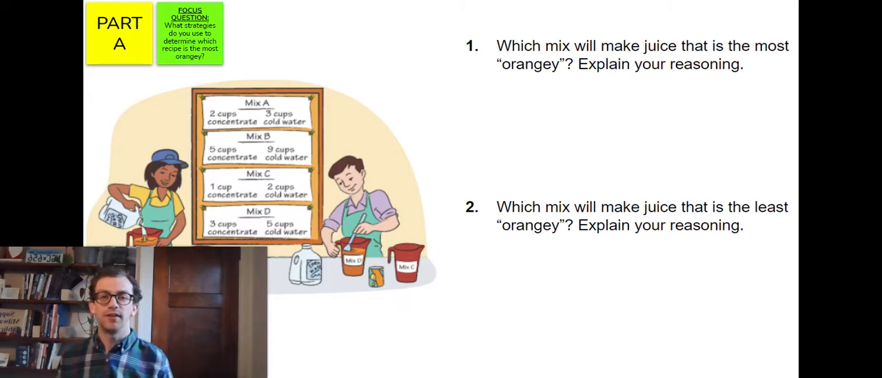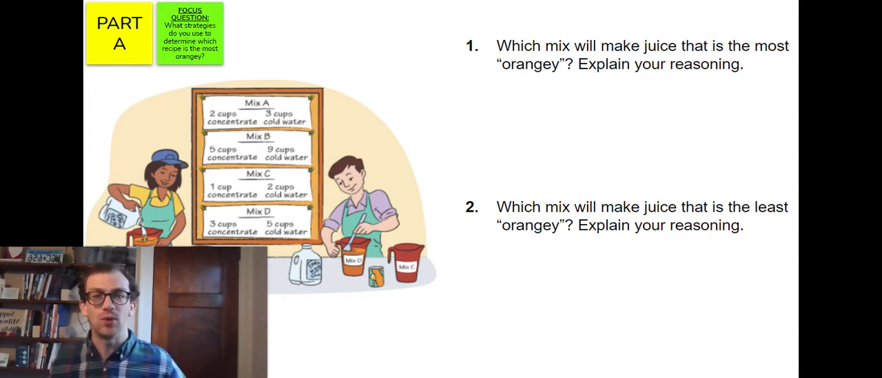Now that you've spent some time working on it on your own, hopefully, I want to talk through a couple different things that I hear from students all the time. The most common answer I hear people say right off the bat is mix B. Mix B has got to be the most orangiest because it has the most concentrate, 5 cups of concentrate. That makes sense, right? More concentrate equals more flavor. Until you pay attention to the fact that mix B also has the most water. It's got 9 cups of water.